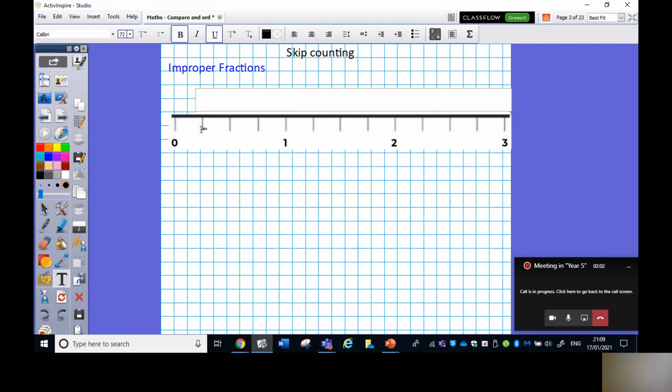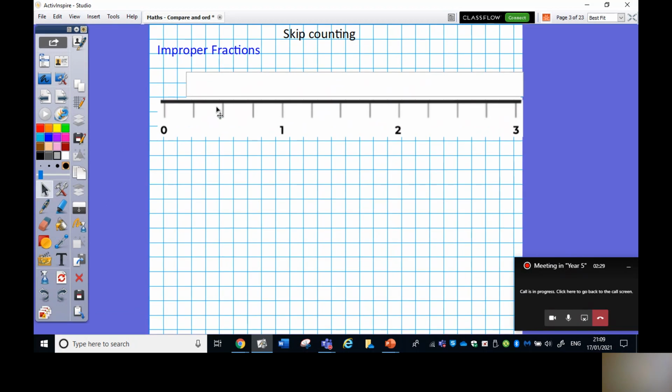0, 1/4, 2 quarters, 3 quarters, 4 quarters, 5 quarters, 6 quarters, 7 quarters, 8 quarters, 9 quarters, 10 quarters, 11 quarters, and 12 quarters. Good. Well done. So we said that as an improper fraction.